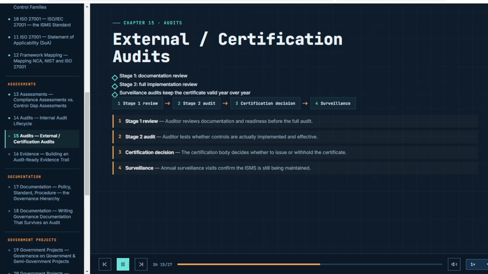Certification audits run in stages. Stage 1 reviews documentation and readiness. Stage 2 tests whether controls are genuinely implemented and effective. After certification, annual surveillance audits confirm the ISMS is still being maintained. In summary, Stage 1, documentation review; Stage 2, full implementation review. Surveillance audits keep the certificate valid year over year.